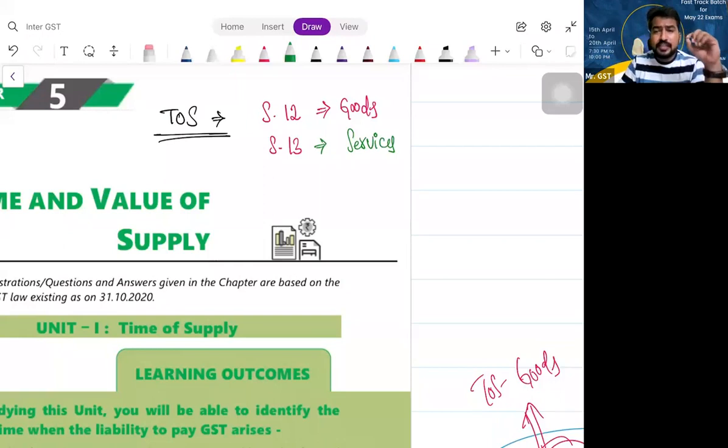So the point is, sir, at what point of time shall your liability to pay GST arise? That is what we call time of supply. Are you able to understand, my dear friends? What is time of supply? Time of supply is simple.